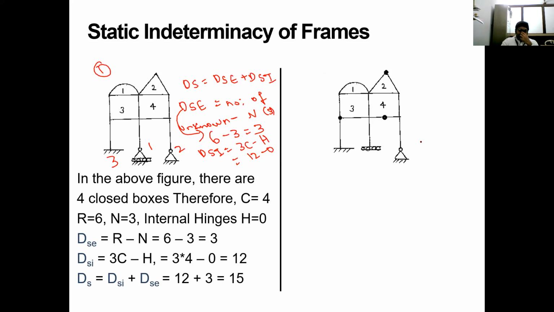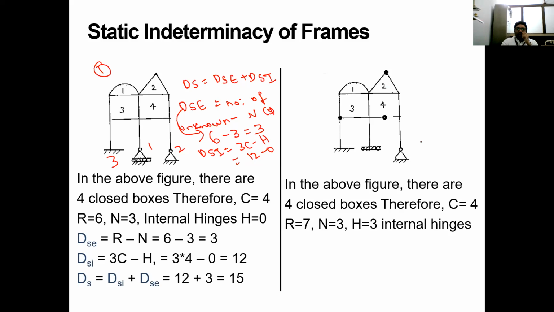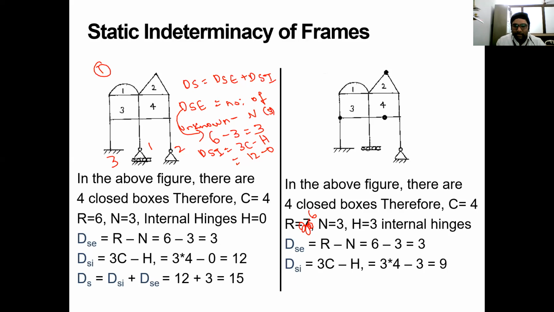Everyone should answer this question. Yes, very good. People are very fast. So number of closed loops are 4. Actually, reactions are 6. I'm sorry here. This is a small correction. This is 6.